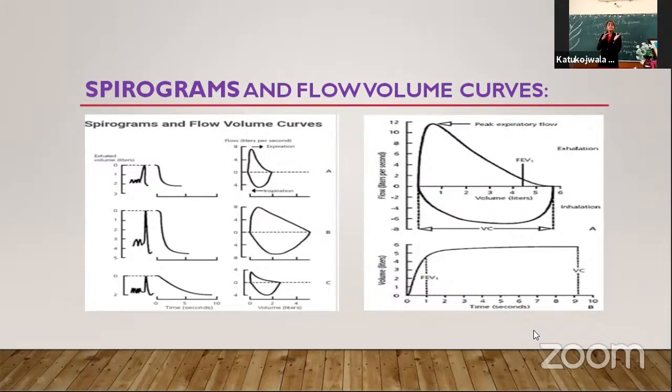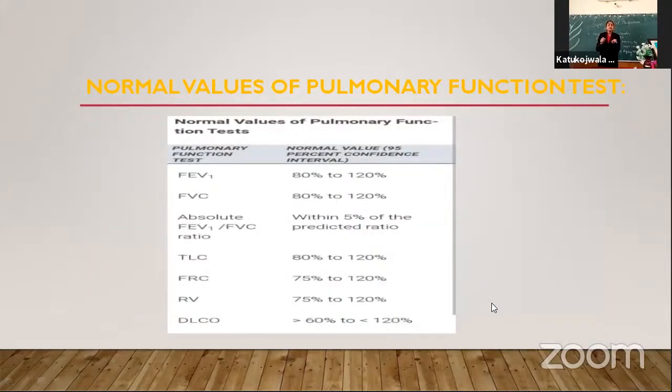Here, the percentage predicted by the FEV1 volume result: 80% or more is normal, 70% to 79% is mildly abnormal, 60% to 69% is moderately abnormal, 50% to 59% is moderately severely abnormal, and so on. We use graphs and maths here.